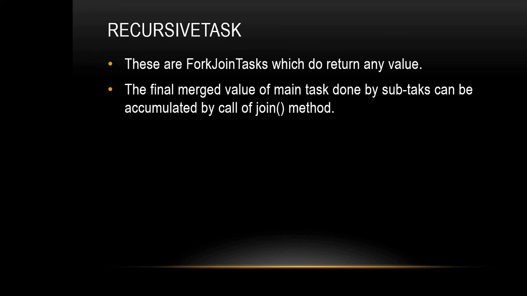RecursiveTask: these are the ForkJoin tasks which return a value. The final merged value of the main task done by the subtasks can be accumulated by the call of the join method. What I mean to say here is that if you have a big recursive task, you can break it into subtasks, and each subtask can be further broken down into further subtasks, and all this is done recursively. At the end, at the granular level, whatever subtasks you have, if you want to accumulate all the values returned by each subtask, this can be done by the call of the join method.